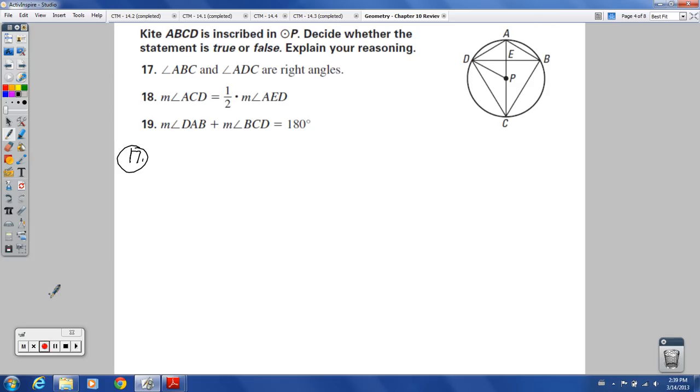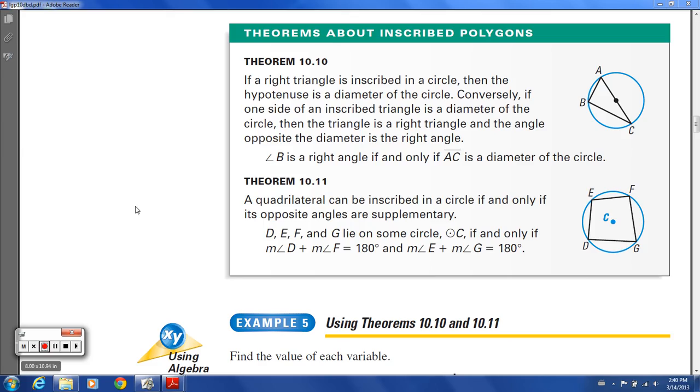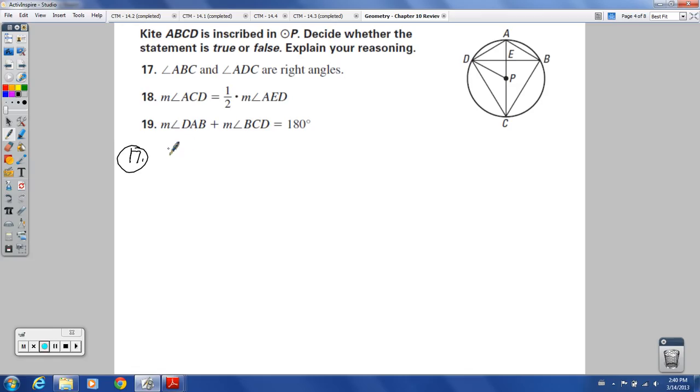Let's find specifically what theorem that is, though. And so here we are. We have a right triangle inscribed in a circle. You have this being the diameter, and it works the other way as well. If you have a diameter, that's a right angle right there. So theorem 1010 is what we can use to say that by theorem 1010, you can definitely say that ABC and ADC are right angles.